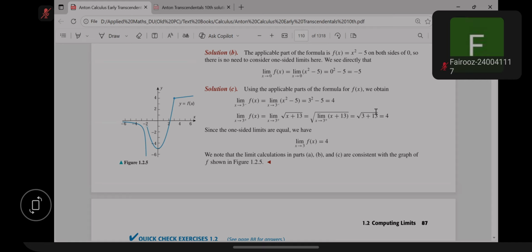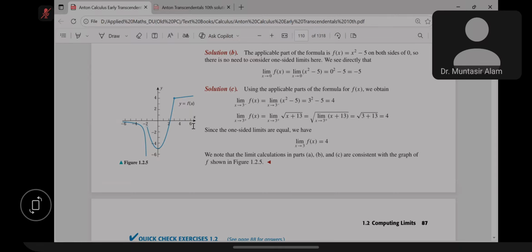Yes, sir. So whenever we move to 3 from the left hand side, we need to follow the parabolic function, right? Or the function x squared minus 5 should be used to calculate the limit. Do you understand? Yes, sir. And the limiting value is 4.